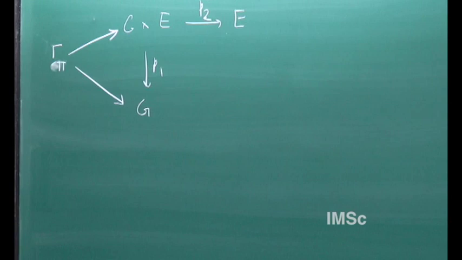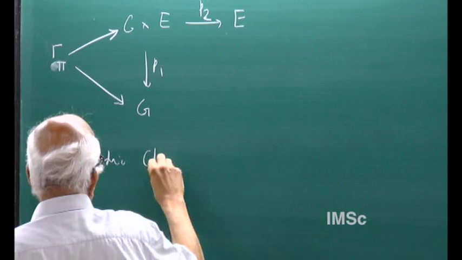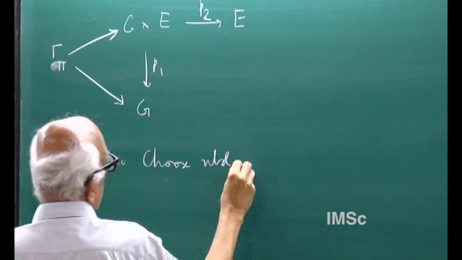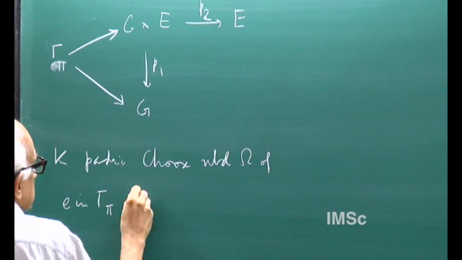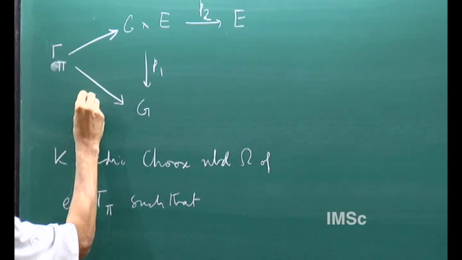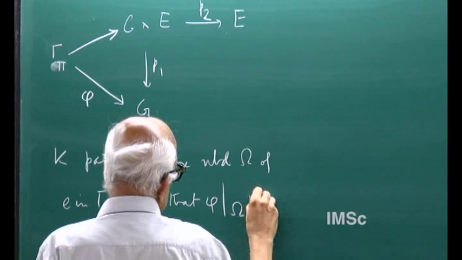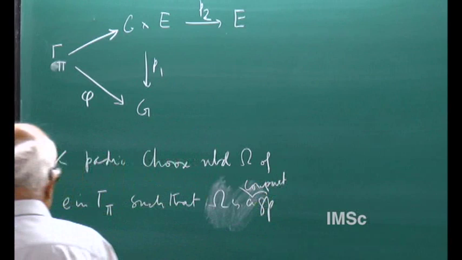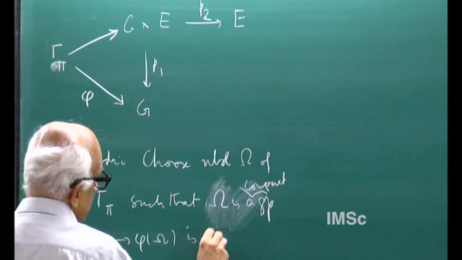Therefore, it will induce an analytic isomorphism of a neighborhood of identity in gamma pi and a neighborhood of identity in G. If we are in a p-adic situation, these neighborhoods can be taken to be compact groups. So, k p-adic, choose a neighborhood omega of identity in gamma pi. Let me call this mapping phi, phi restricted to omega, such that omega is a compact group and phi from omega to phi omega is an isomorphism. Call phi omega G naught.